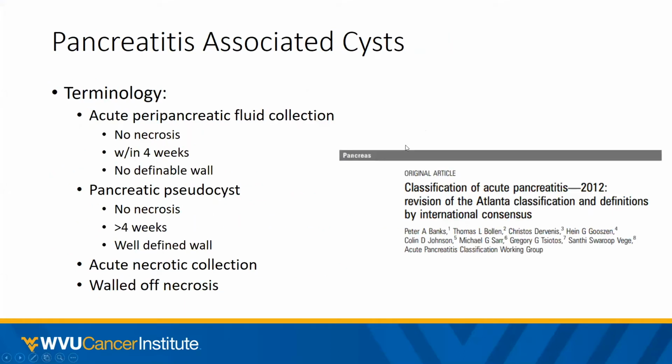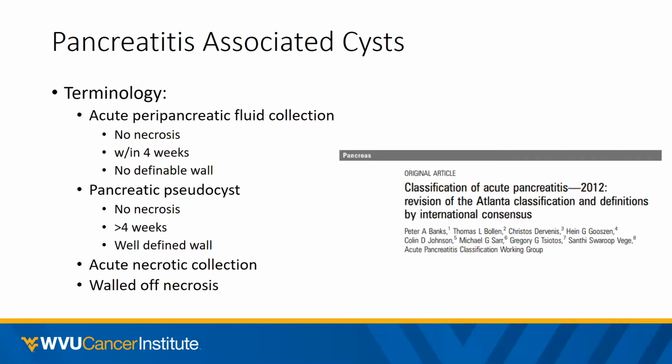So just to start out with the pancreatitis-associated cyst, Dr. Thakkar is going to go into a little more detail on these later, but in terms of agreeing on common terminology, this comes from the Atlanta classification, which helped clarify how we talk about these collections. We break these down into acute peripancreatic fluid collections, which are in the setting of no pancreatic necrosis.